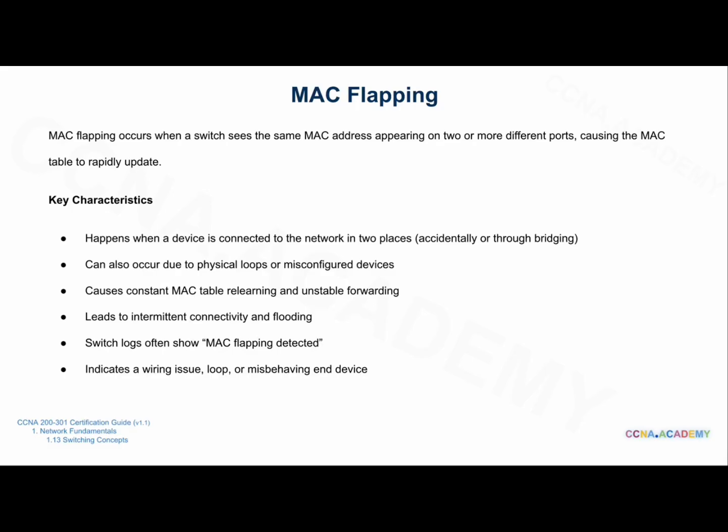MAC flapping happens when a switch sees the same MAC address appearing on different ports. This usually means the device is connected in two places, or there's a loop or misbehaving device on the network. The switch keeps updating the MAC table back and forth, which causes unstable forwarding and can lead to excessive flooding. It's a common symptom of wiring mistakes or accidental loops, and most switches will log a warning when it happens.